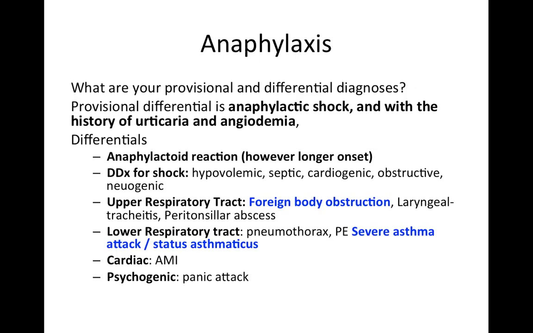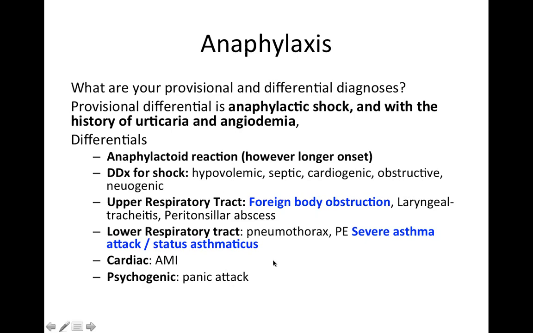So I would respond with my provisional diagnosis being anaphylactic shock, with the history of urticaria and angioedema. However, my differentials include anaphylactoid reactions. However, this usually has a longer onset. It doesn't occur within seconds like anaphylaxis. Other differentials for shock can be divided into hypovolemic, septic, cardiogenic, obstructive, and neurogenic. You also want to exclude a foreign body obstruction, which is a very good differential for anaphylaxis.